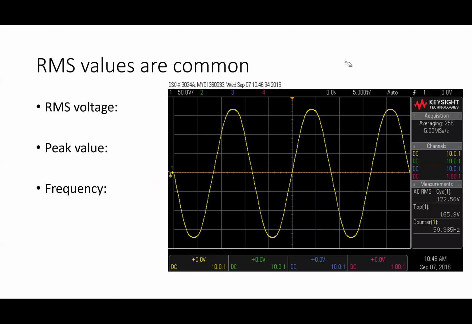Okay, so just to get a sense of what I'm referring to here, this is an oscilloscope measurement that I took at a wall outlet in this building. A couple of things about that. Is that a sine or a cosine wave? Would you call that a sine or a cosine wave?